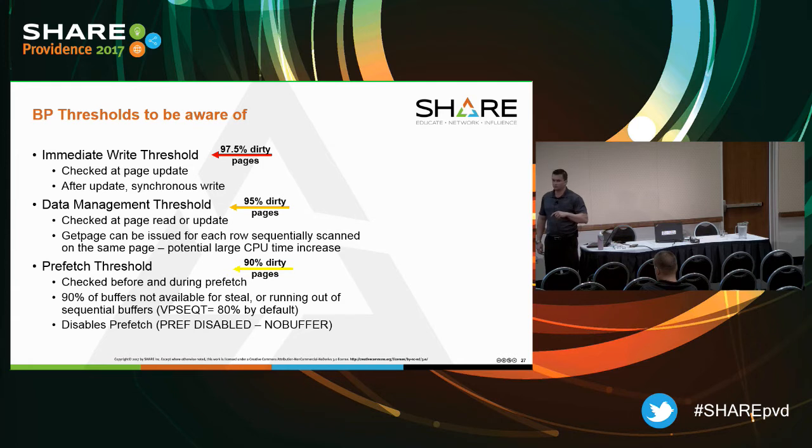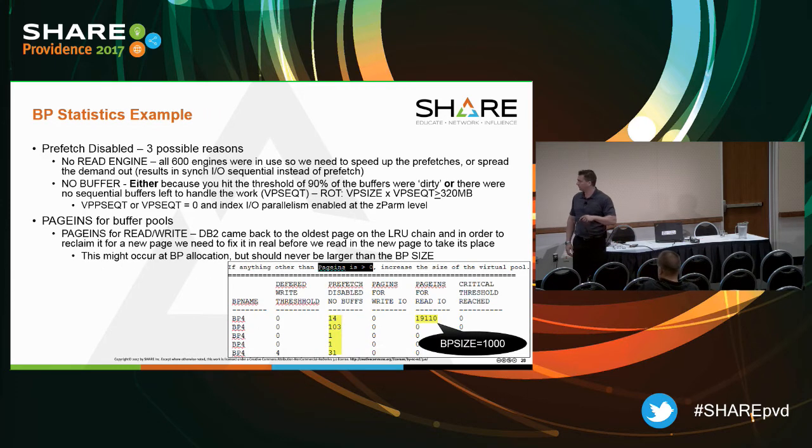97%, basically do a force write every time you change a row on a page. At 95%, we're going to do a get page for every single row, even if there's multiple rows on the same page. And the prefetch threshold will disable everything to synchronous IO instead of bringing it in 8, 16, or 32 page chunks. Prefetch disable, though, has some interesting other reasons that we've discovered lately.